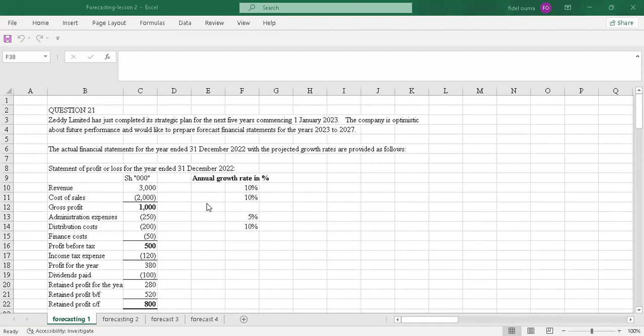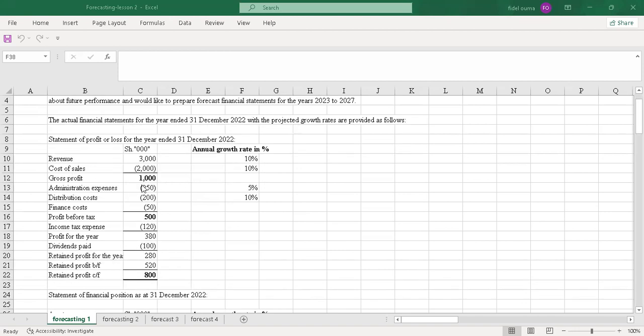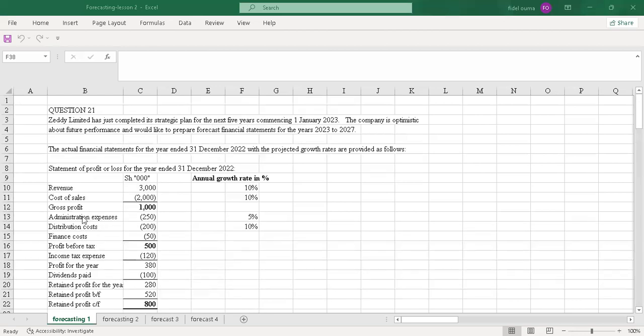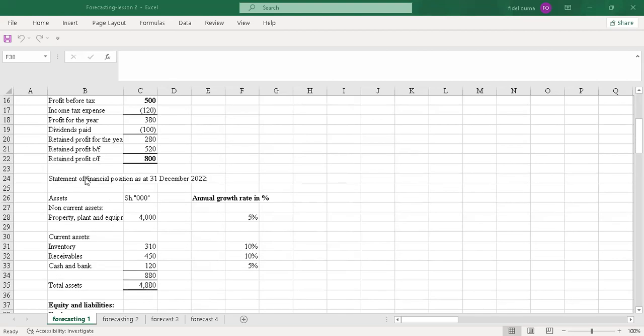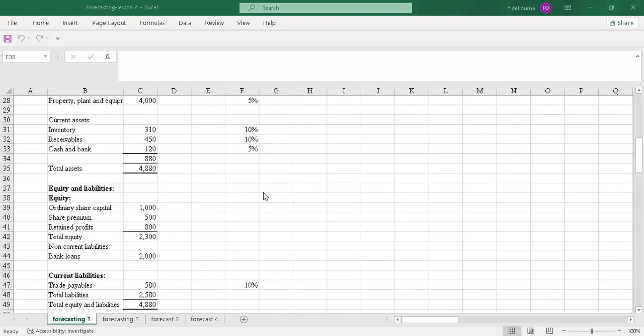ZD Limited has just completed its strategic plan for the next 5 years, commencing 1st January 2023. The company is optimistic about future performance and would like to prepare forecast financial statements for the years 2023 to 2027. The actual statement for the year ended 31st December 2022 with the projected growth rates are provided as follows. So we have revenue all the way to, this is the statement of profit or loss for the year ended. So we have the annual growth rates here. And we have statement of financial position as of 31st December, and we also have the annual growth rates.